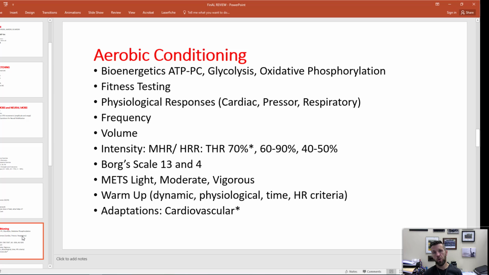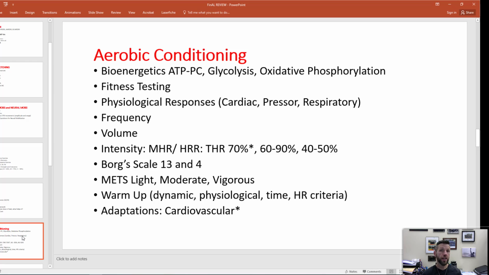Let's talk about Borg scale, and there are two, right? You have your 20-point scale, or your 14-point scale, sorry, and you have your 10-point scale. On your 14-point scale, what we're looking for is the same thing we're looking at on the 10-point scale.